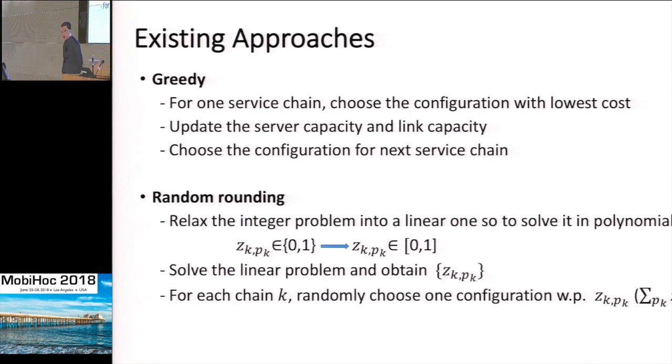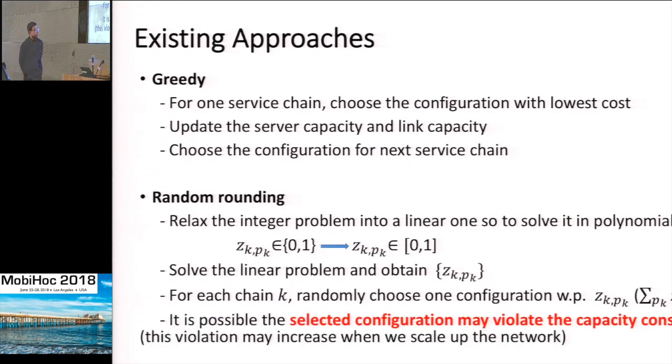And for service chain K, you randomly select one possible configuration based on these fractions, or this probability. In other words, if one of the configurations has a solution of 0.8, you select that configuration with probability 0.8. Now, that's one of the approaches in the literature.